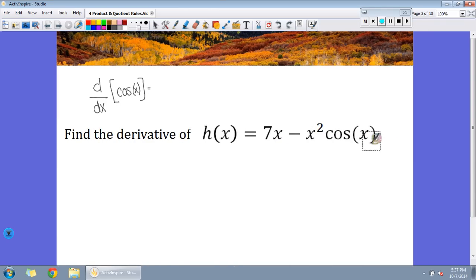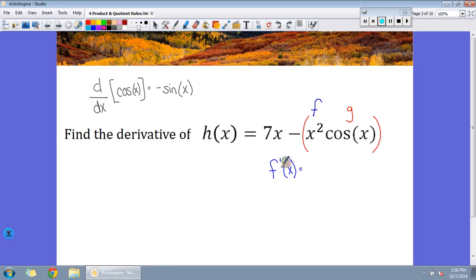For this one, we're going to need to take the derivative of 7x, which is easy, and then use the product rule to take the derivative of x squared times cosine x. To do this, we're going to need the derivative of cosine, and that is negative sine x. I'm going to go ahead and label this one f, x squared is f, and I'm going to label cosine as my g.